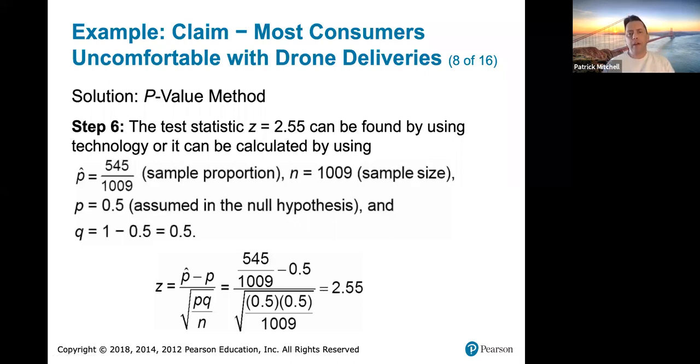So just really quickly, the interpretation of that Z-score is, in a world where the population proportion is 0.5, a sample that had this large a proportion of consumers uncomfortable with drone deliveries would be more than 2.5 standard deviations above the mean. Okay, that's what that Z-score represents.